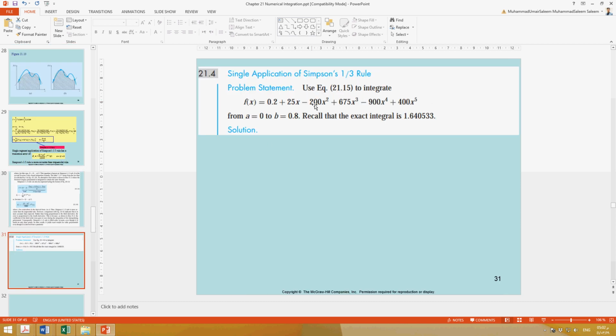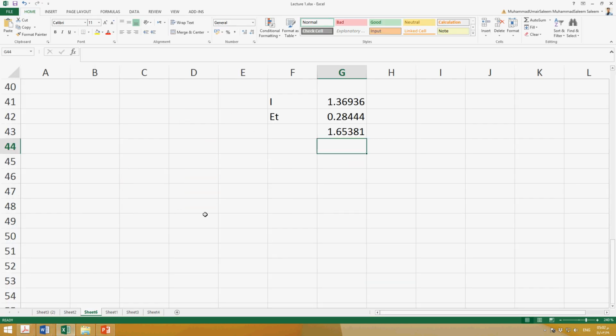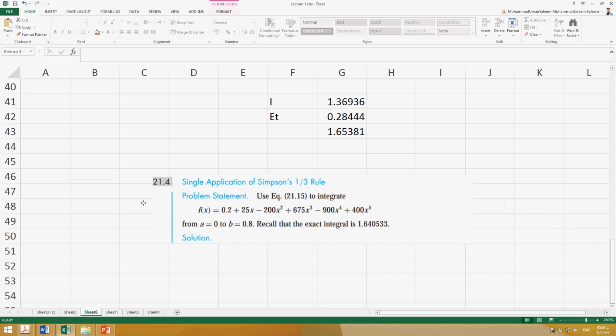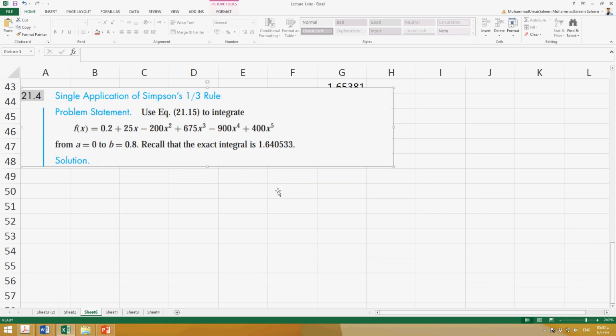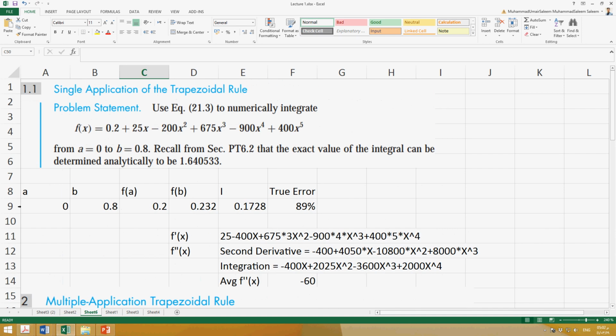Then we can apply the Simpson 1/3 rule in order to solve this problem. Okay, so let's solve the same problem that we have solved using the trapezoidal rule with the help of the Simpson rule. This is the problem, this is the example here. We want to solve this question with the help of Simpson rule. So let me take the basic data from here.